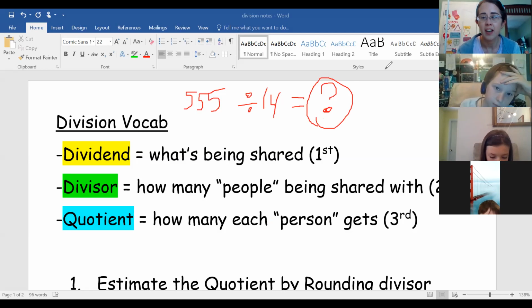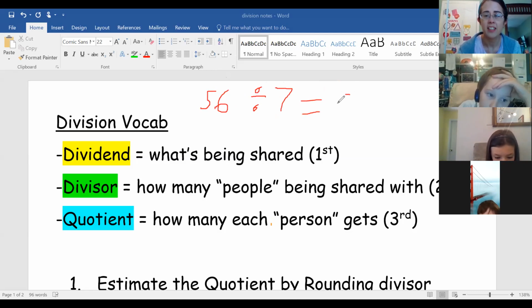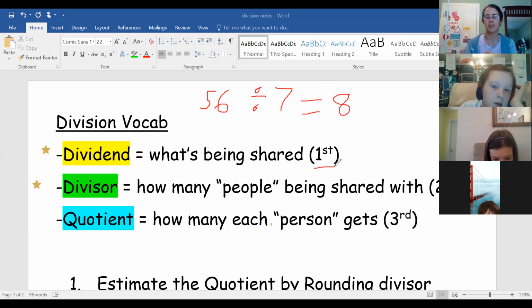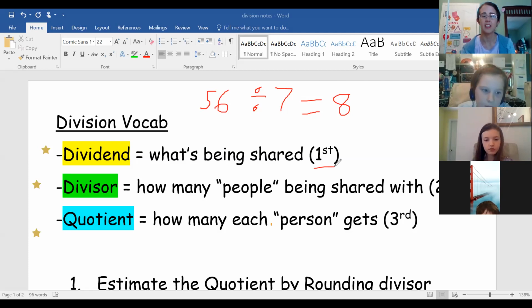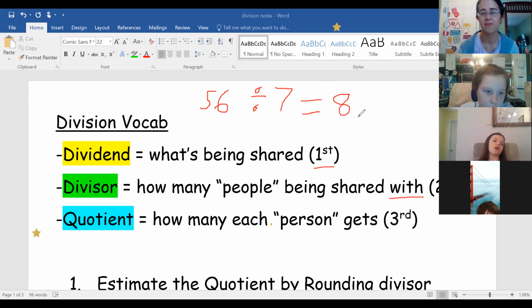Great job. All right, now I'm going to write another dividing problem, and I'll ask you guys some questions. What is the dividend? What do you see first? 56. Okay. What is the divisor? What do you see second? 7. Perfect. And the quotient? The quotient would be 8. Awesome.